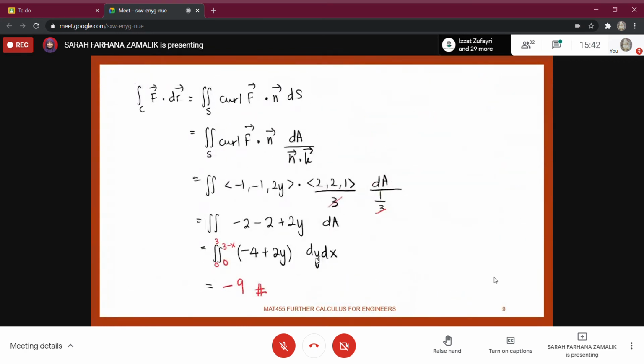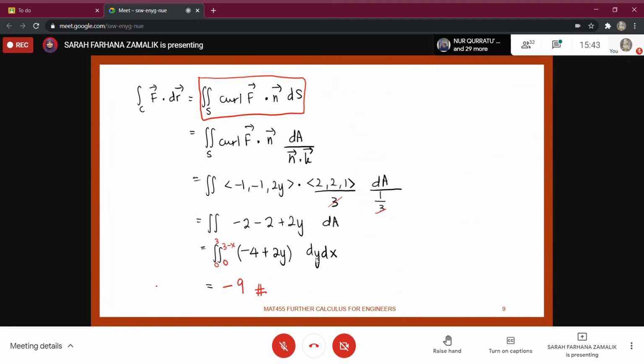Okay, so dah cari semua ni. Last one, substitute je dalam integral. So once again, you want to evaluate line integral by using Stokes Theorem. So yes, you want to show this one sebab tu kita cari semua tu tadi. Because now you want to substitute into your surface integral here, which is your component for your curl vector field F dot with unit normal n dA and then divide by unit normal n dot with vector k.